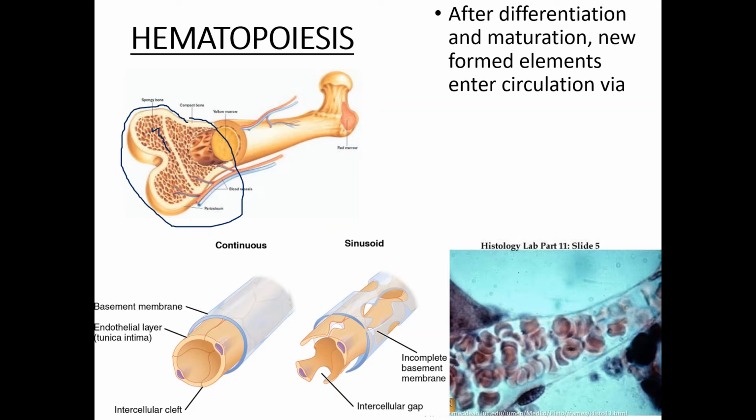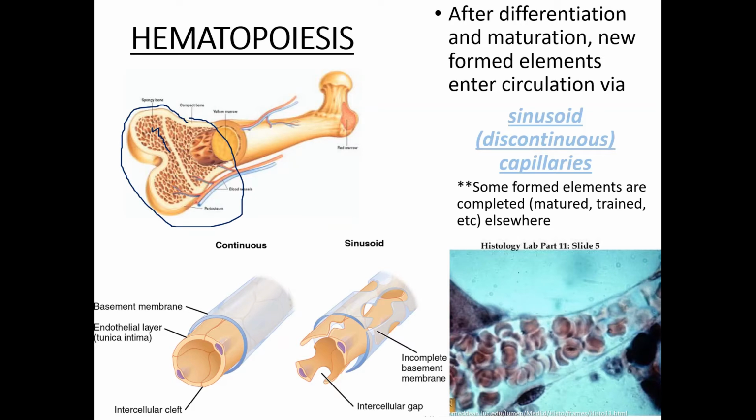After differentiation into an erythrocyte, a monocyte, or whatever the cells are going to be, these cells, of course, have to end up in the blood somehow. And so they're going to enter the blood through these really special types of blood vessels. These blood vessels are called sinusoid or discontinuous capillaries. And actually, we'll talk more about the different types of blood vessels in our next lesson.